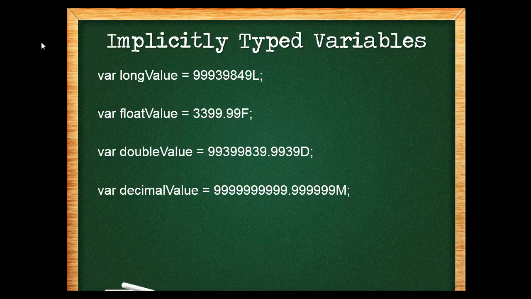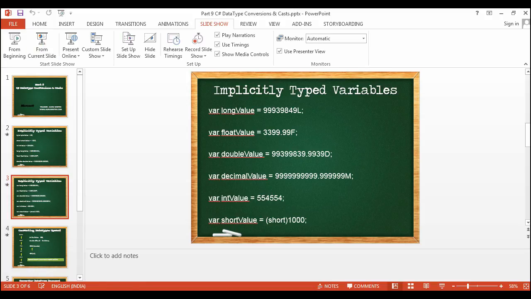All these suffixes are important. Unlike explicitly typed variables, you have to specify them. If you do not specify them, the default type understood by the C# compiler is integer. As you can see in the last line, I haven't specified any suffix at the end, so the C# compiler will consider 554554 to be of type Int32.